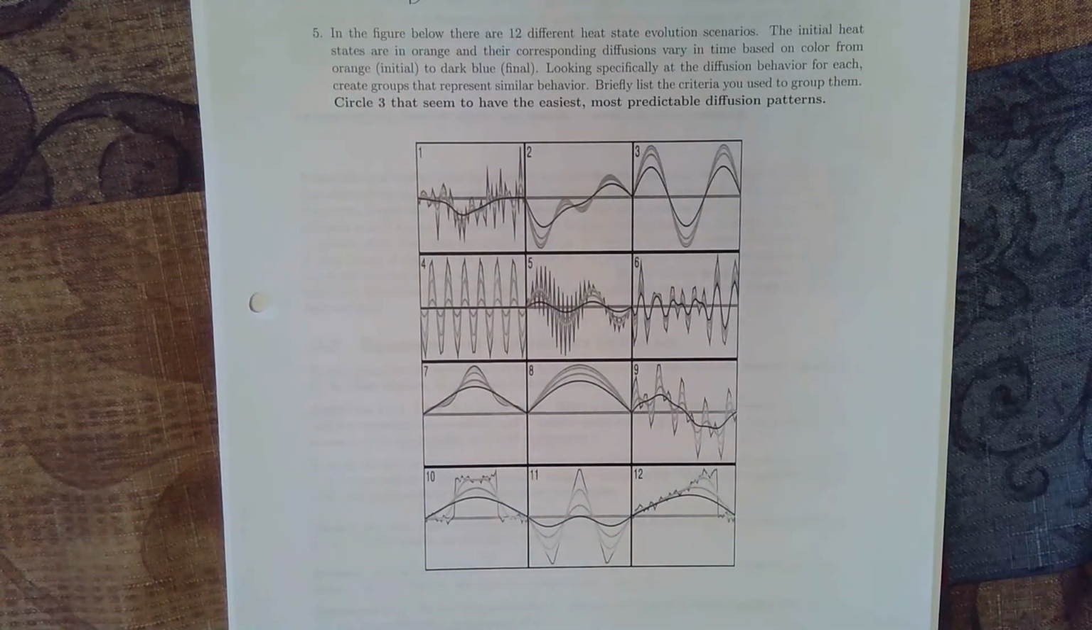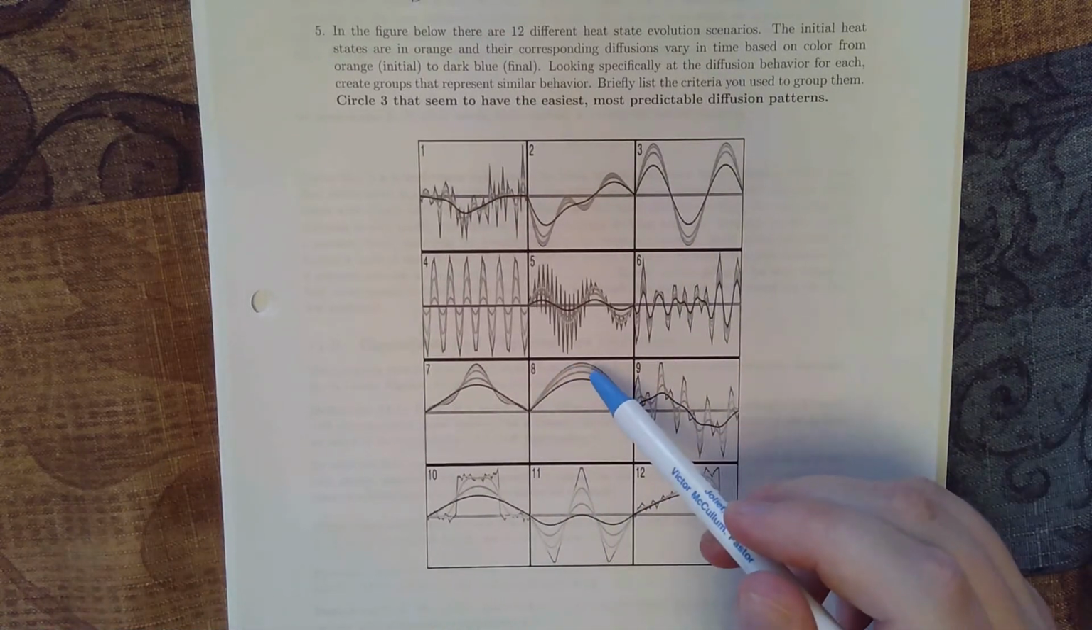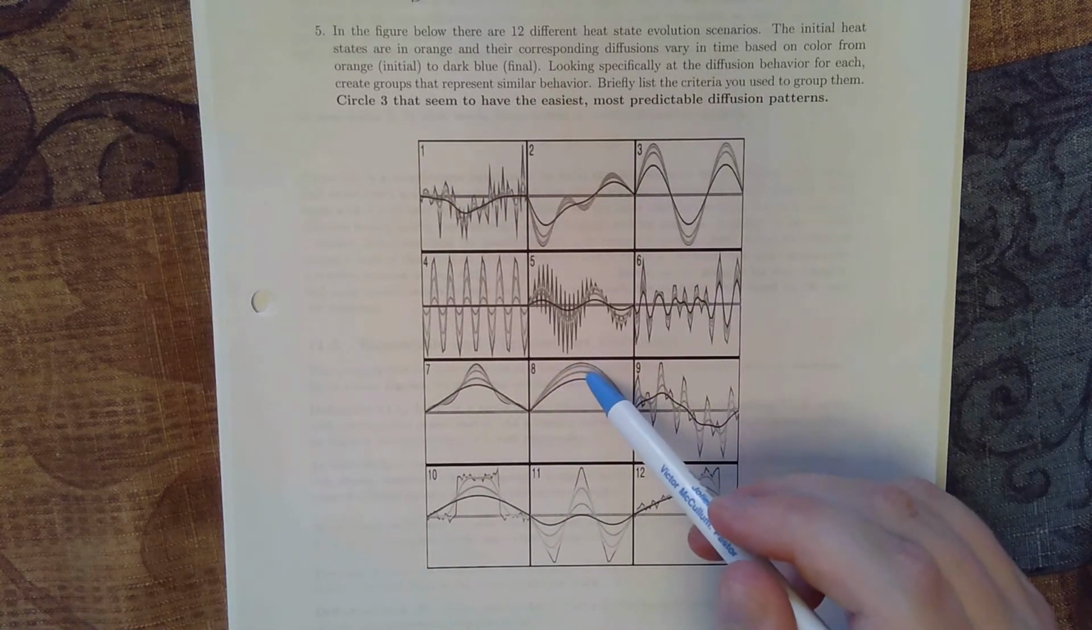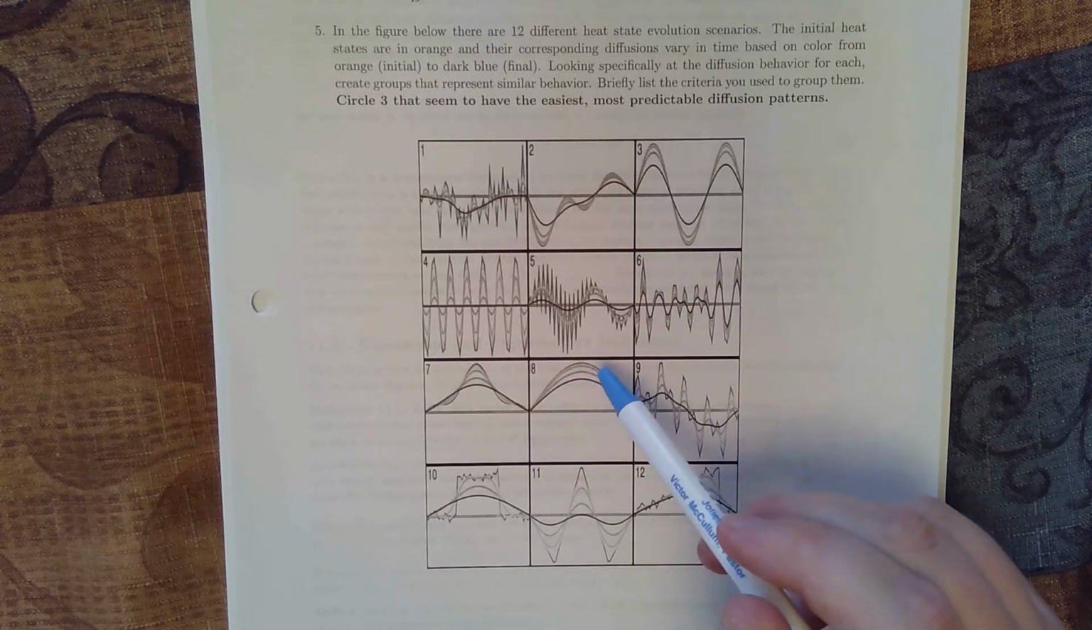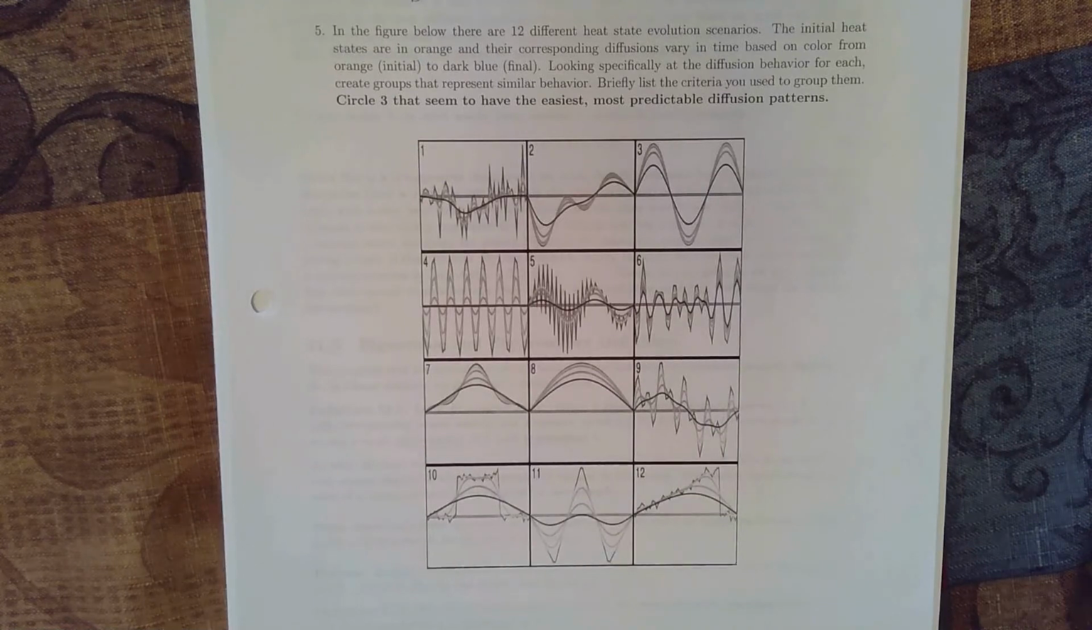I want you to talk about on the discussion boards this week what you think would be the easiest to predict what happens next. So the idea is we're starting off with the lighter lines, and we're slowly over time becoming the more smoothed out curves that are the darker lines. So I want you to think about which of these would be the easiest to predict what the next state would look like if we were going to draw the next line.